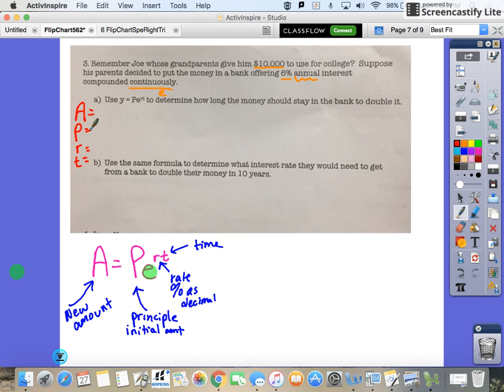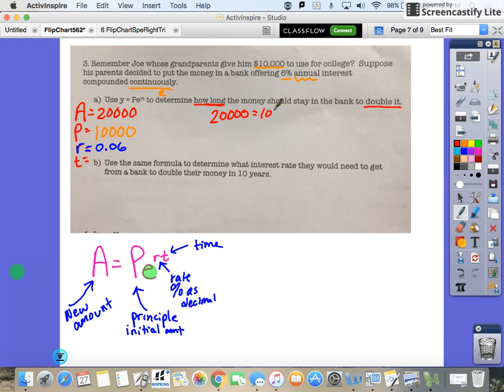The question is, use the PERT formula to determine how long. That means the time is what we won't know. We don't know time. How long should it stay if they want to double it? So double the money. Well, P, the principal, is 10,000. Double that is 20,000. That's from this doubled. The rate is 6%, but the rate as a decimal is 0.06, and t is the unknown.